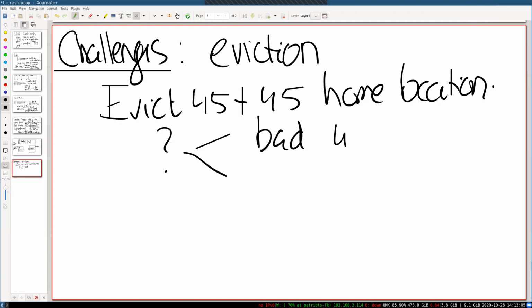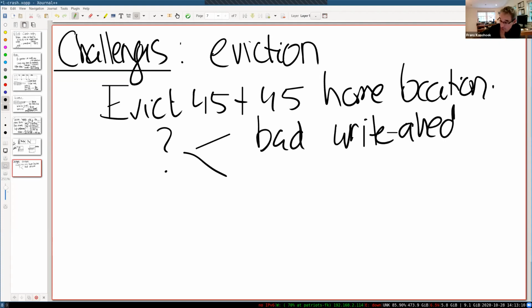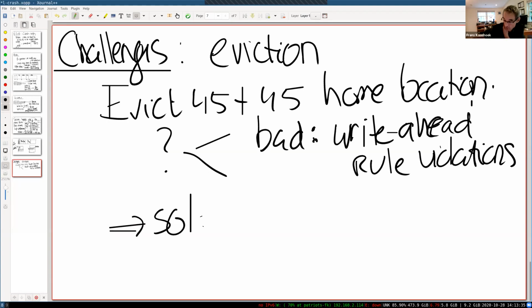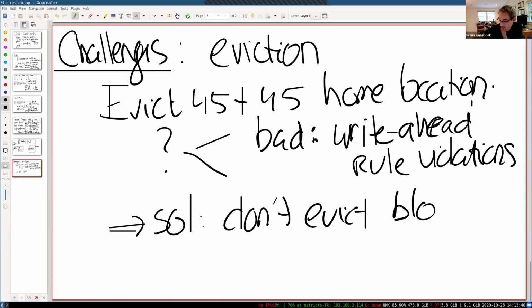That basically violates this write ahead rule that I talked about. You have to write all the blocks to the log before you write any block to its home location. So it has to be the case, correct, that the cache does not evict any block that sits in the log. Does that make sense? So the solution is don't evict blocks that are in the log.